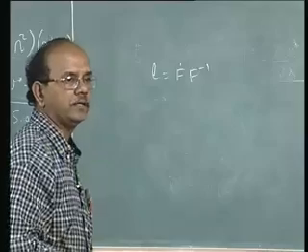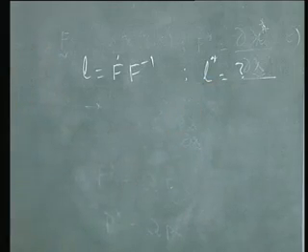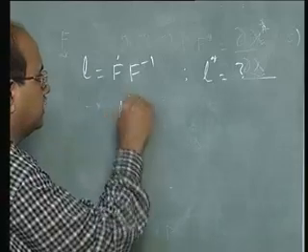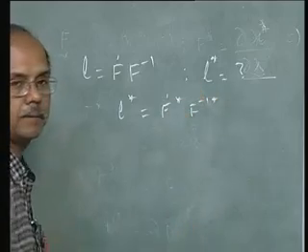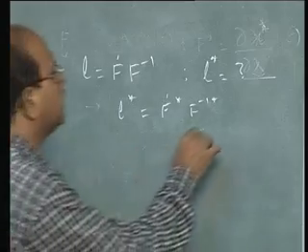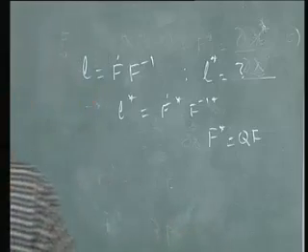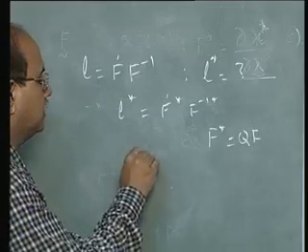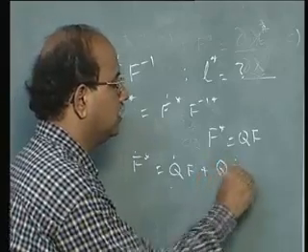What is the relationship between L and L star? L star is equal to what in terms of L? This is what we are looking for. In other words, L star can also be written as F dot star F inverse star. We also have the relationship that F star is equal to QF, so that F dot star is equal to Q dot F plus Q F dot.